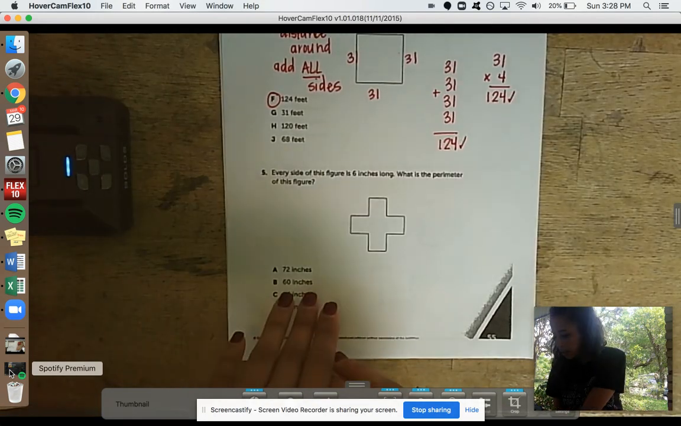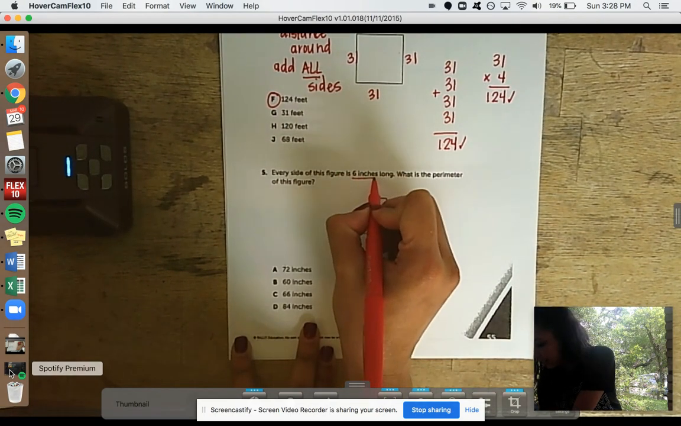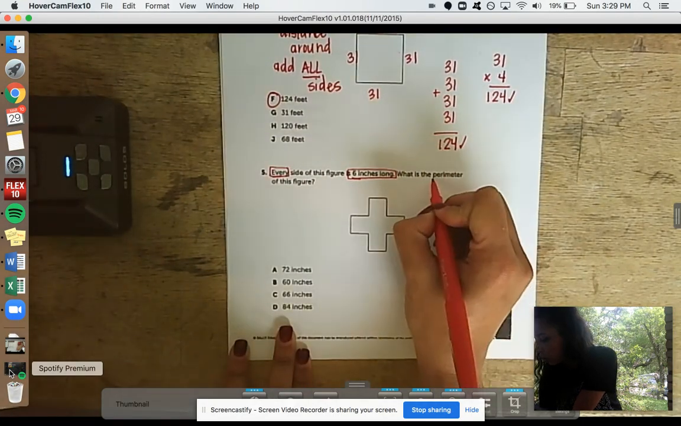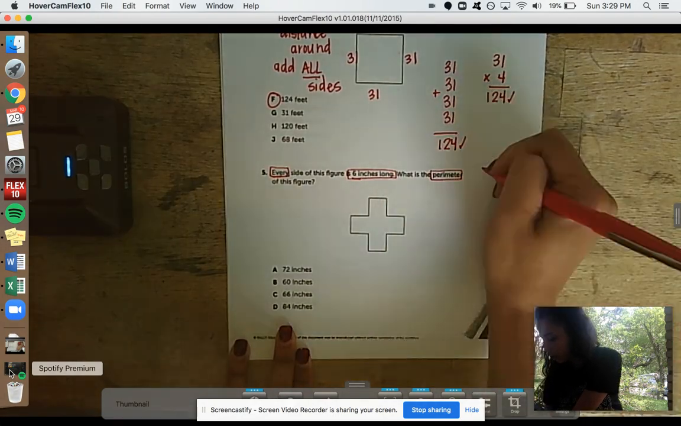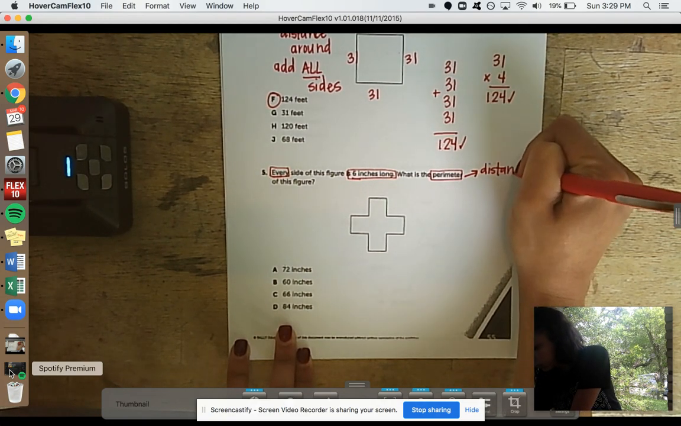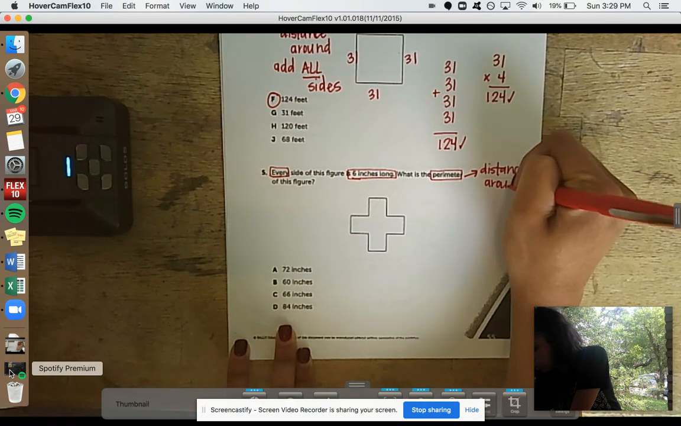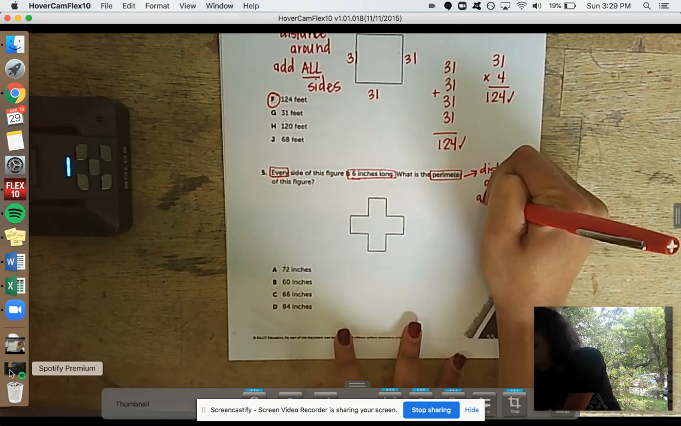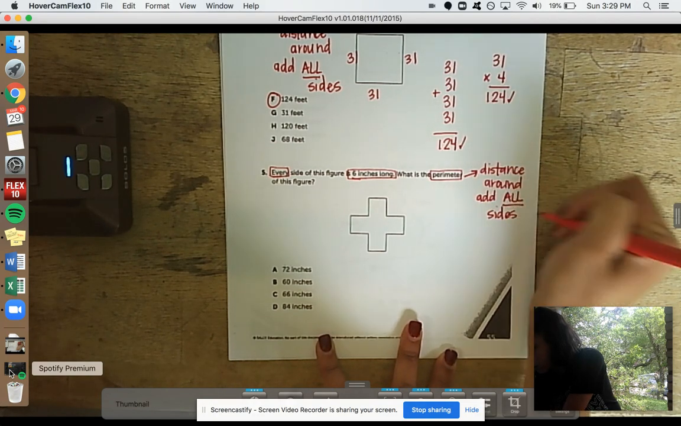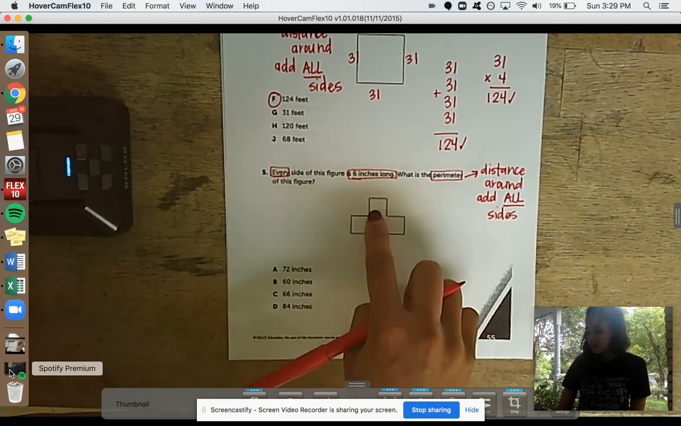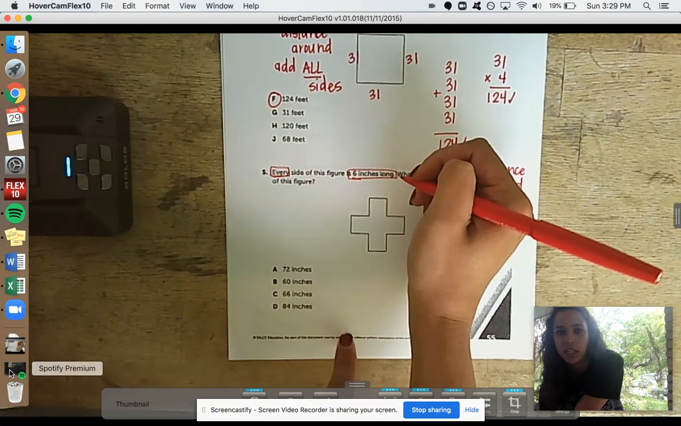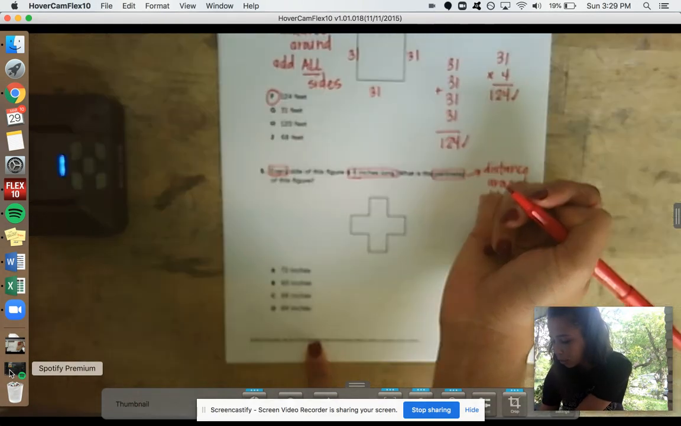Number 5 says, every side of this figure is 6 inches long. It says every side. What is the perimeter of this figure? Okay, so we're looking for the distance around. And that means we add all sides. The first thing I want to do for this one is let's go ahead and count how many sides, because that's kind of tricky on this problem. I'm going to write a number on each one as I count so that I don't forget which ones I've already counted.